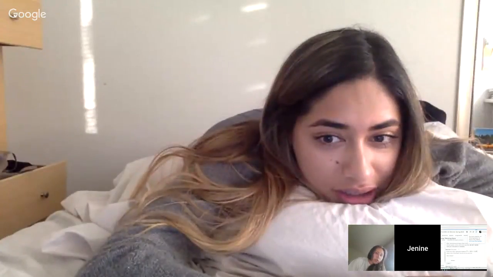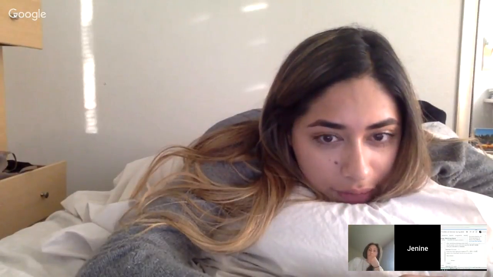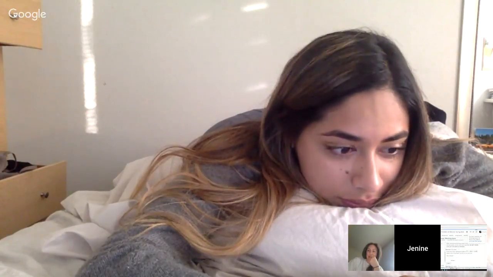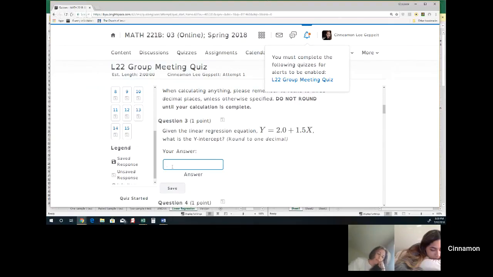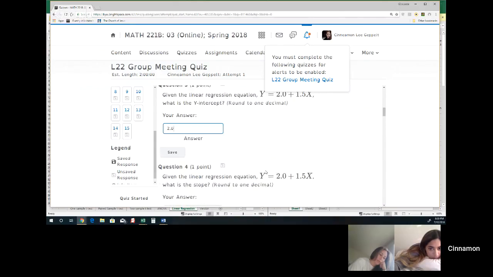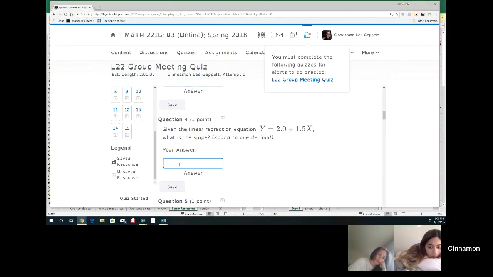So does that make the number 3 2.0? That's what I thought. Because you would just plug in 0 for x, and then that would cancel out the 1.5, and then you're left with 2. Yeah. So do you put 2 or 2.0, or does it matter? I would put 2.0. Let's do 2.0. So 3 is 2.0 and 4 is 1.5. Let's just go 1.5. Okay.